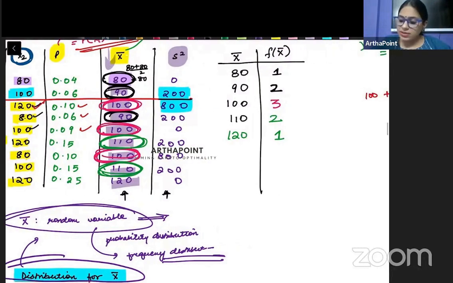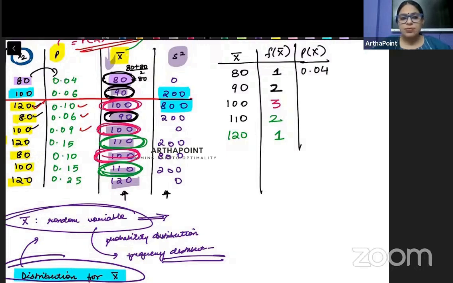Now, you need to multiply this frequency with the corresponding probabilities. So what has been the probability of 80, beta? The probability of 80 has been 0.04. What has been the probability of 90? It has been 0.06. What has been the probability of 100? It has been 0.10. What has been the probability of 110? It has been 0.15. And what has been the probability of 120? It has been 0.25. Am I clear with it?